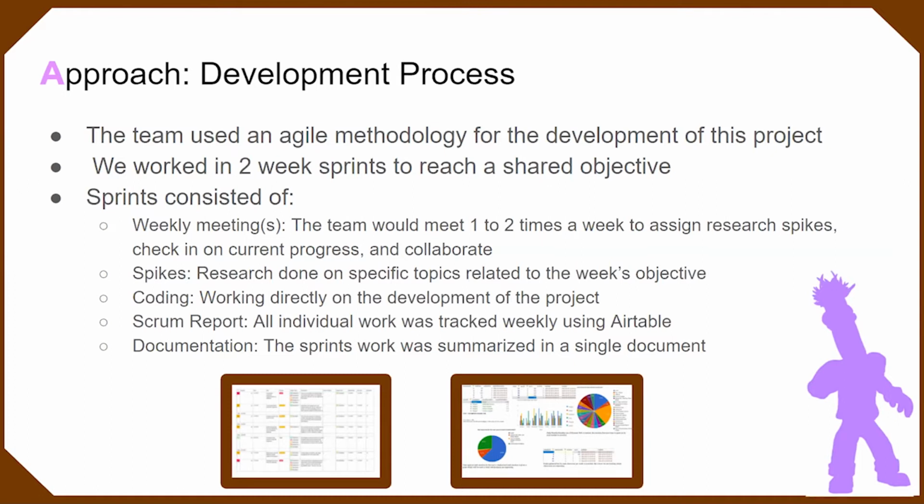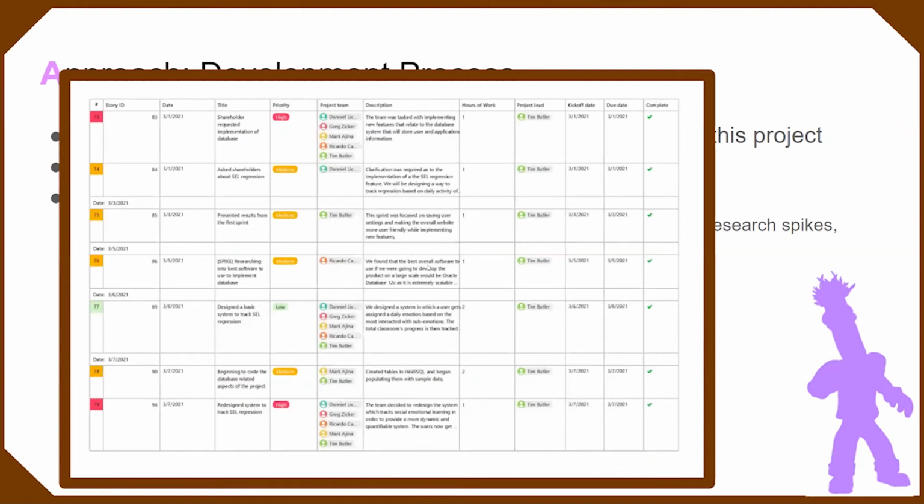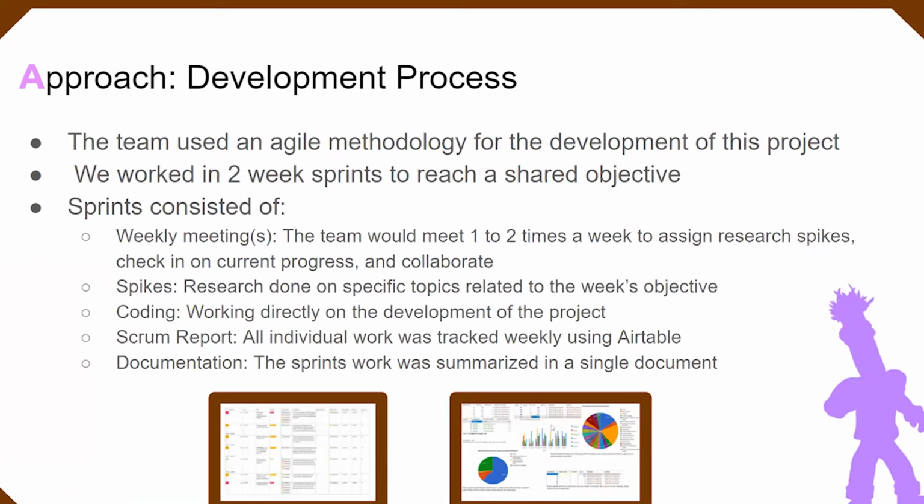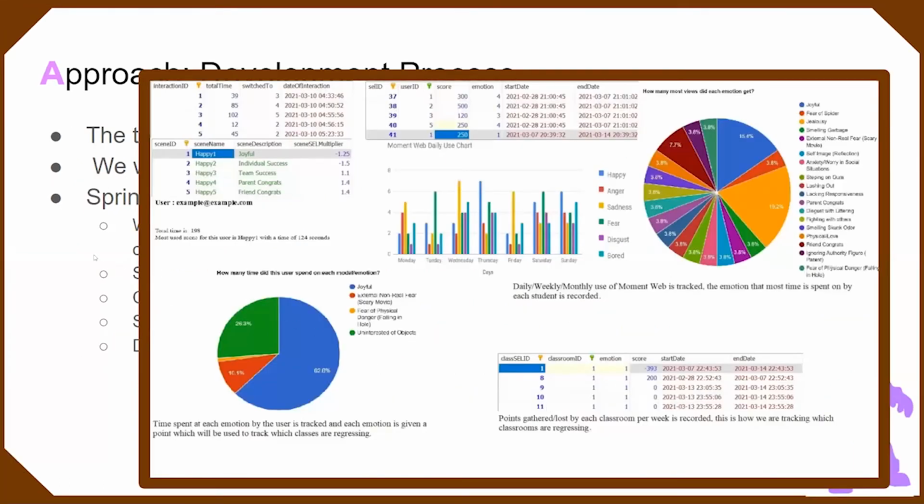Coding was working directly on development of the project. Scrum reports: all individual work was tracked weekly using Airtable. And as you can see here, here's an example of one of those Scrum reports. Documentation: the sprint's work was summarized in a single document. And here's an example of a one-pager that summarizes the entire progress of that sprint.